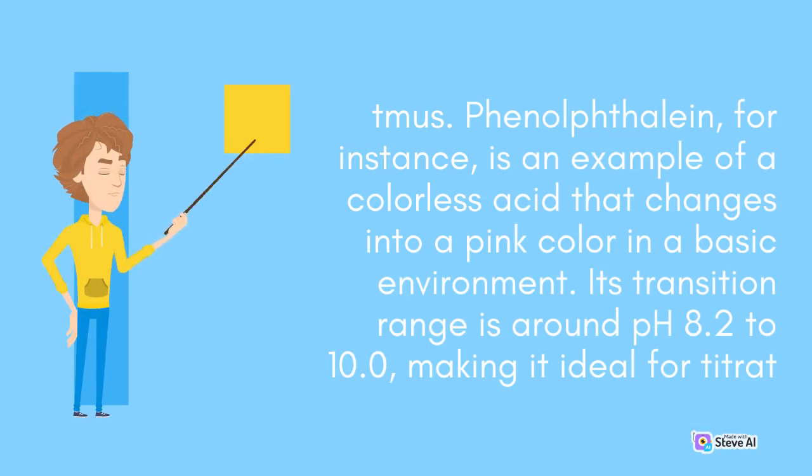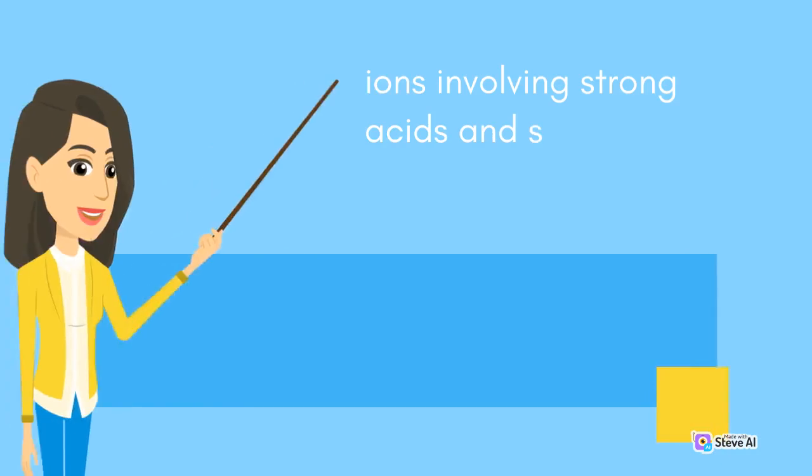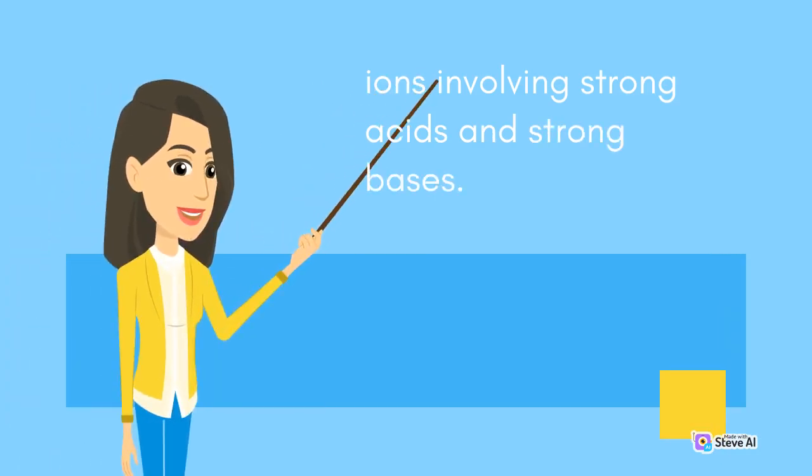Phenolphthalein, for instance, is an example of a colorless acid that changes into a pink color in a basic environment. Its transition range is around pH 8.2 to 10.0, making it ideal for titrations involving strong acids and strong bases.